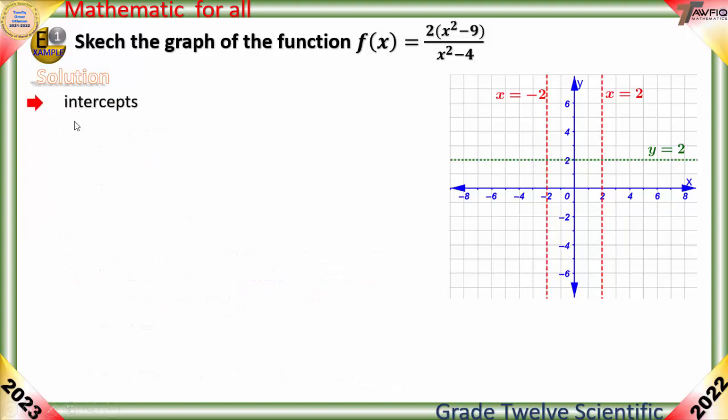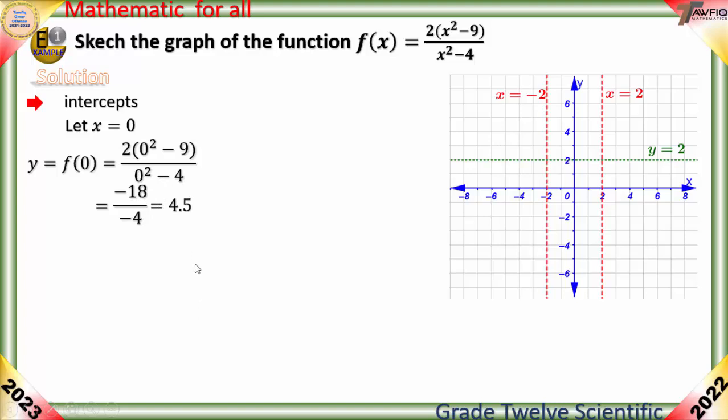And now finding the intercepts. To find the intercept, first of all, let x be equal to 0 and find y. Y is equal to, by replacing 0 in place of x in the function, we can see f of 0 is equal to 2 times 0 squared minus 9 over 0 squared minus 4. It becomes 2 times minus 9 is minus 18 over minus 4, and dividing minus 18 over minus 4 gives 4.5.